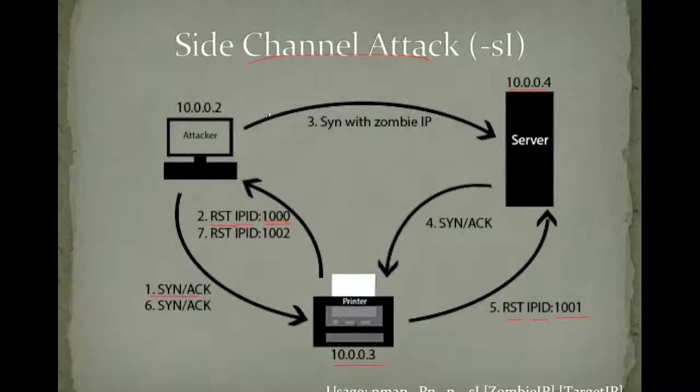When this happens, the attacker goes, okay, I'm going to try to establish a connection with the printer again. So the sixth step is that the attacker sends a SYN ACK to the printer. The printer says, I don't want to talk to you, and sends an RST packet with an IP identifier of 1002.